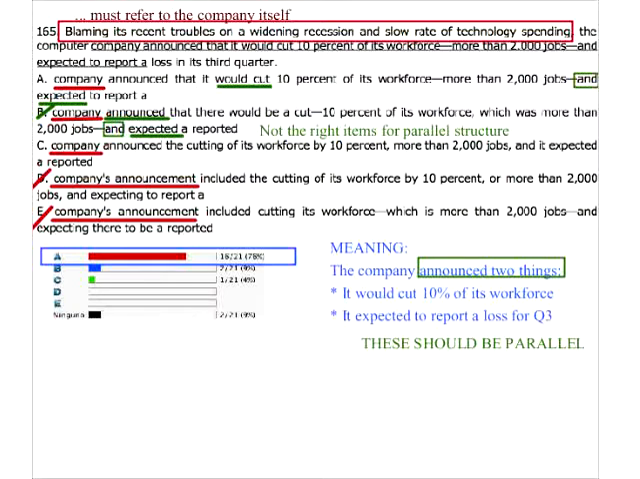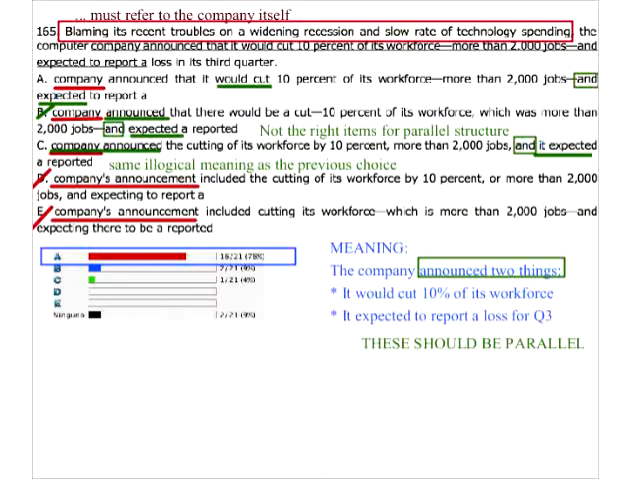Same thing with C. We have the same issue here with, here's your "and." The parallel structures are the company announced and it expected. I mean, that's grammatically parallel, but again, it creates an illogical sentence. It creates a sentence where the company is only announcing one thing, and we somehow magically know the other one. So, same illogical meaning as the previous choice.